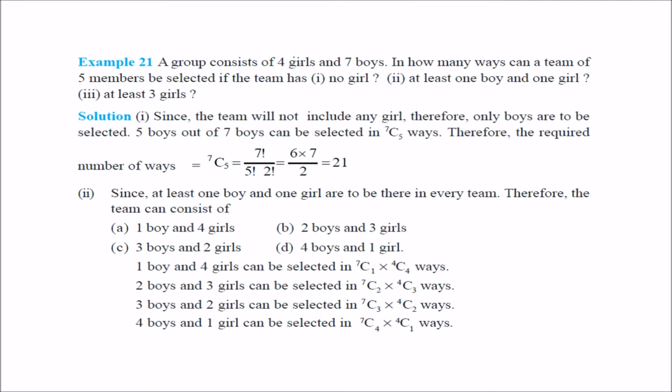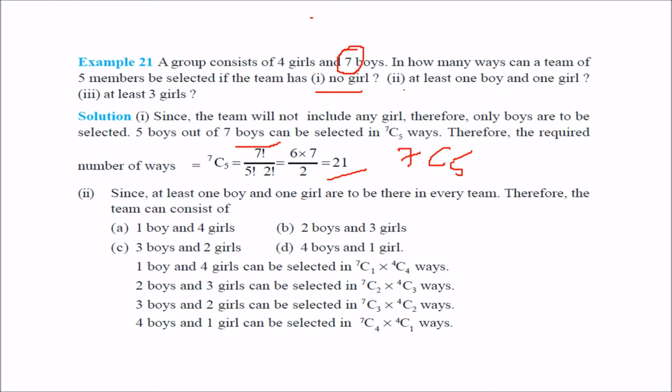Next is a group consisting of 4 girls and 7 boys. The group has 7 boys and 4 girls. Now you have to make a team of 5 members. So you have to select 5 members, and in this scenario, first there should be no girl. That means you have to select all from boys. 7 boys are there, and you have to select all 5 from this. So 7C5 will be your answer. So the team is not going to include any girl, and 5 boys out of 7 boys are to be selected.